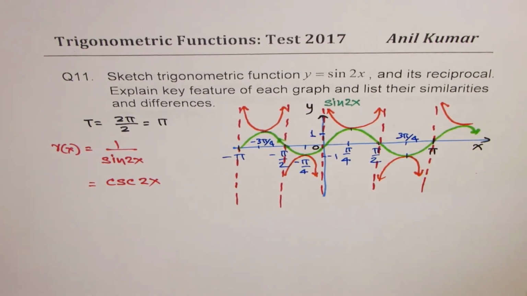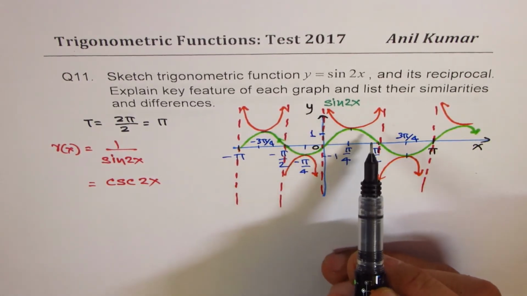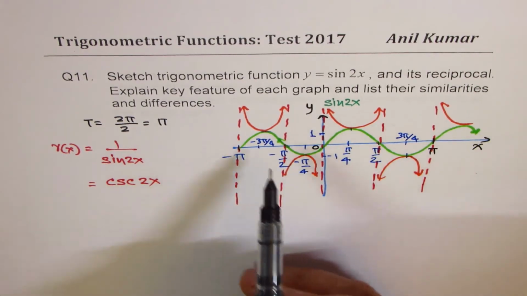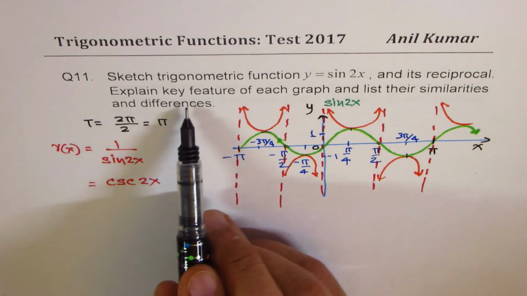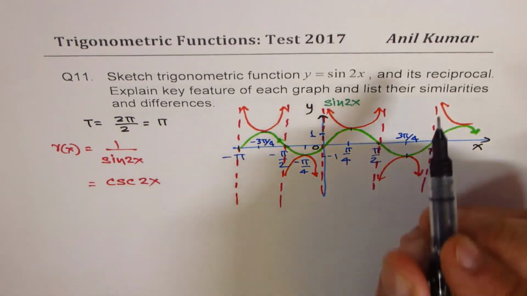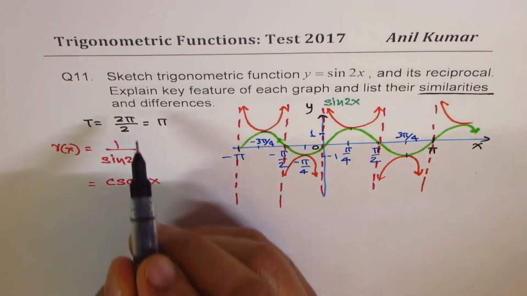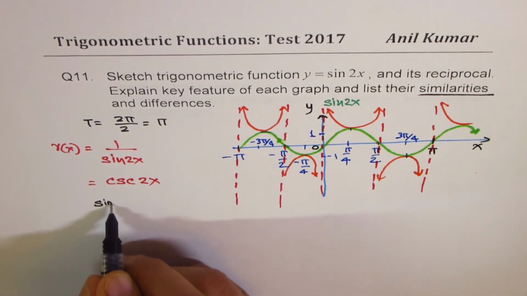Okay. Now, what you notice here are similarities. We have to explain key features and their similarities and differences. The critical part which I want to highlight is how to discuss similarities between these graphs. So let's talk about similarities.